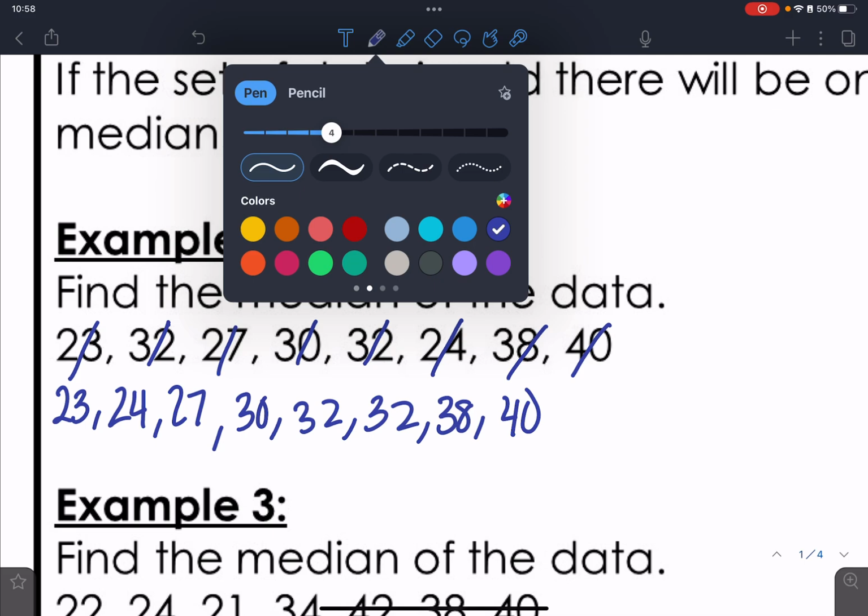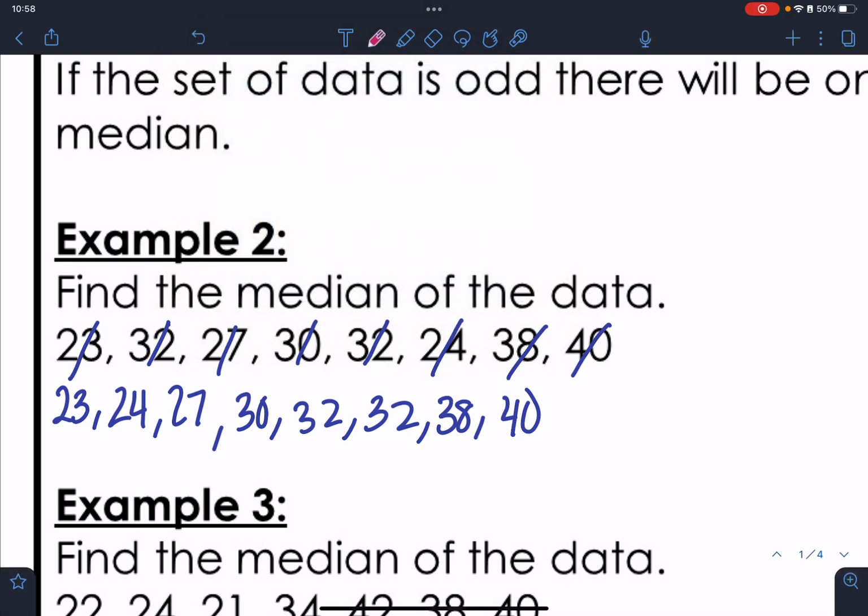And so how I like to find the median is I go from end to end and start crossing numbers off. So if I'm going to cross 23 off, I have to cross the other end of 40, and I'm slowly working my way until I get to the middle. So then I'm going to cross 24 and 38, 27 and then 32. And here's where we run into an issue. If I cross 30, I also have to cross 32, and now I don't have any numbers, right? So if this happens, if you have 2 numbers in the middle, we now need to say, well, what's the middle of my middle numbers? 31.